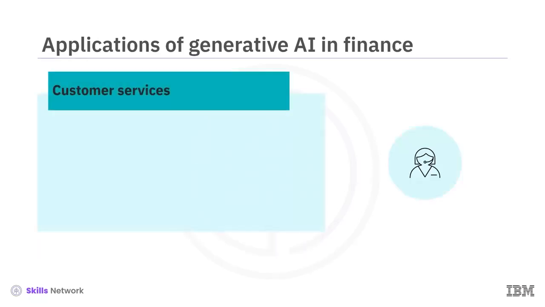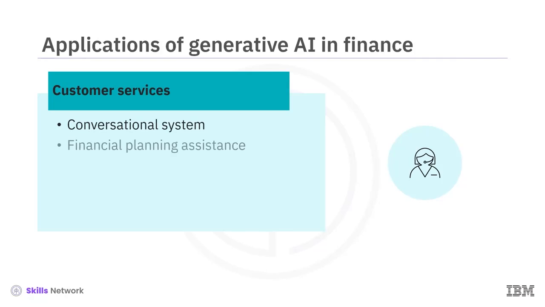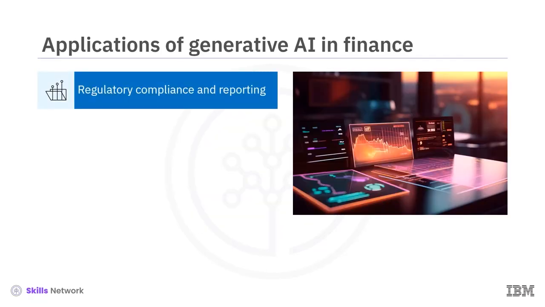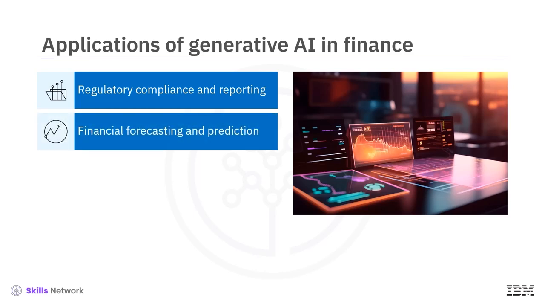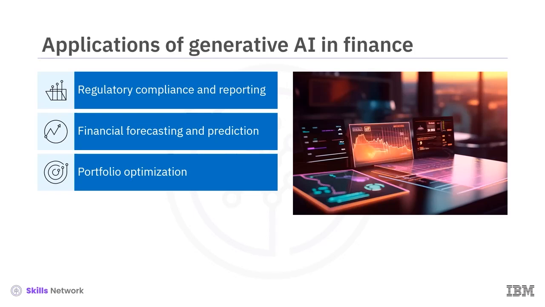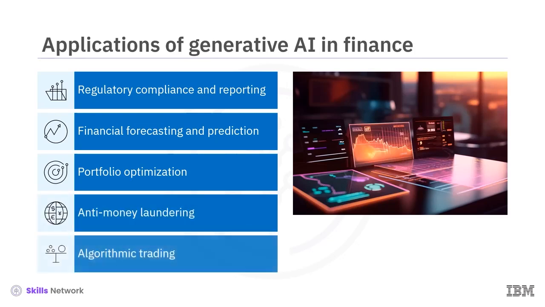In customer services, generative AI tools have established conversational systems and assist in financial planning using robo-advisors, chatbots, and virtual assistants. Regulatory compliance and reporting, financial forecasting and prediction, portfolio optimization, anti-money laundering, and algorithmic trading are some of the areas that are greatly benefited. It's important to note that some of these applications and tools harness both generative and discriminative AI models.